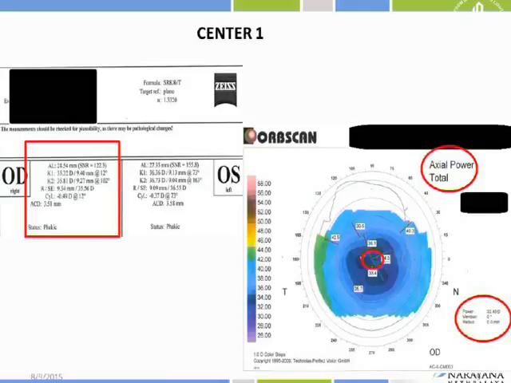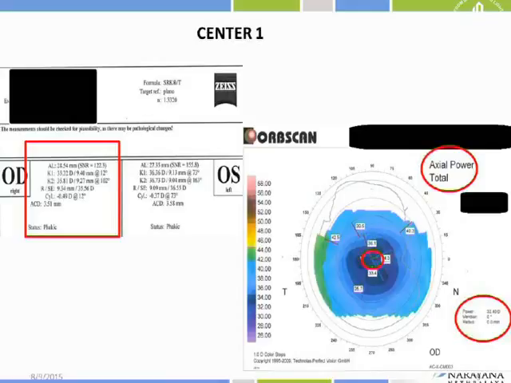Coming back, this is the A scan value. This is the value which we use from the op scan. Now we put these values in the ASCRS calculator. The A scan values go here. The op scan value, as already discussed, goes in the TCP.